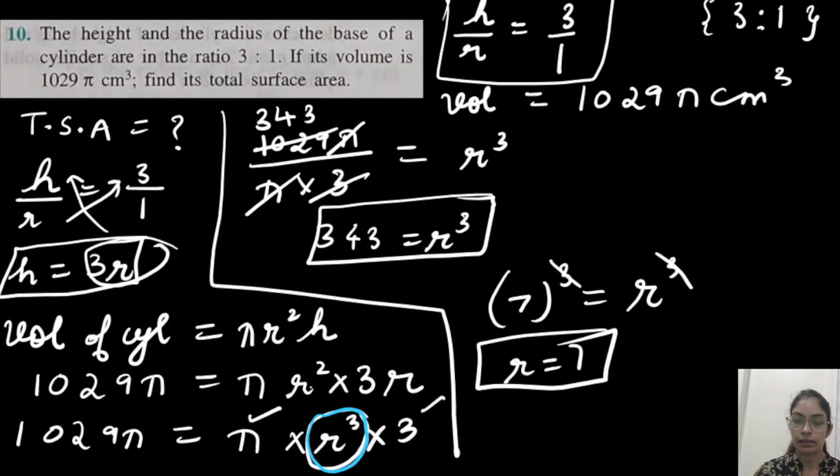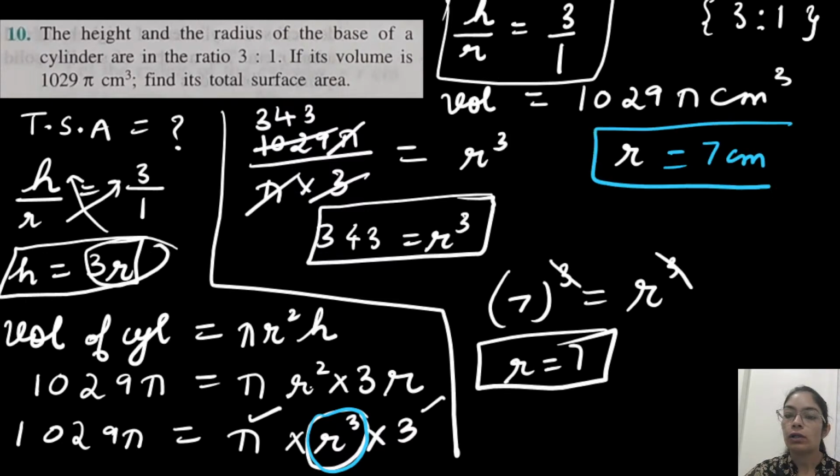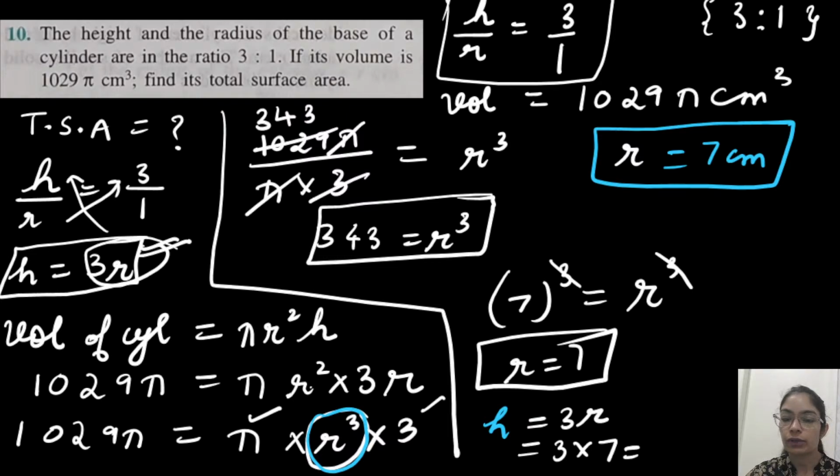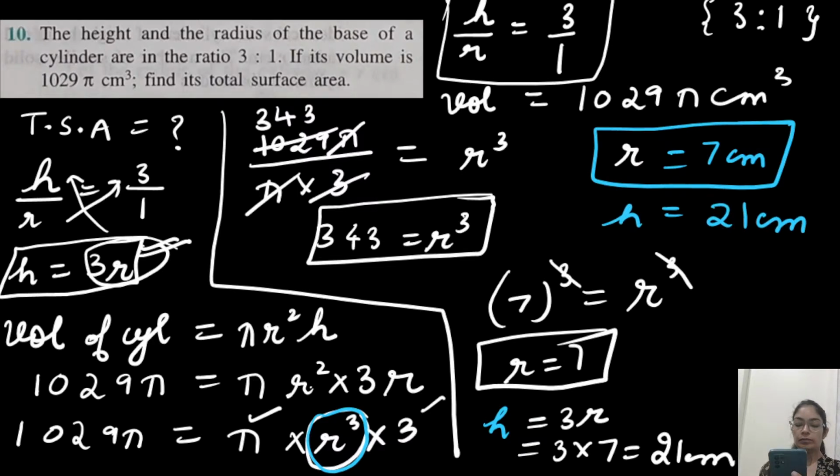Yes, so Shreyasi, Navya and Yatin have given the answer. So if r is equal to 7, I can write here the value of r we got. R is equal to 7 centimeter, and also we know the value of h. Height we only assumed at the starting, h is equal to 3r. 3r means 3 into r. R's value 7 we have found, so 3 into 7 is 21. So height is equal to 21 centimeter. Yes, so Shreyasi has given the answer. So radius and height we have found.